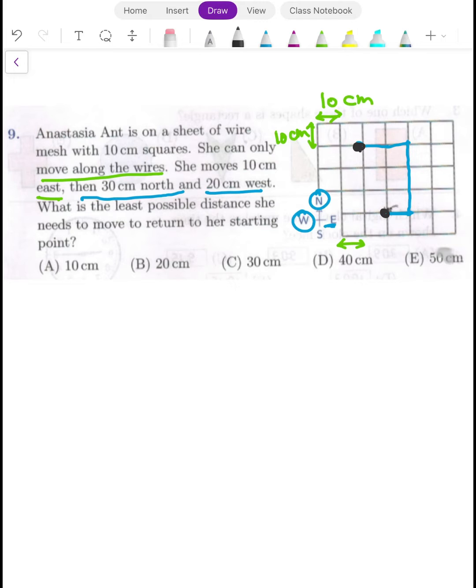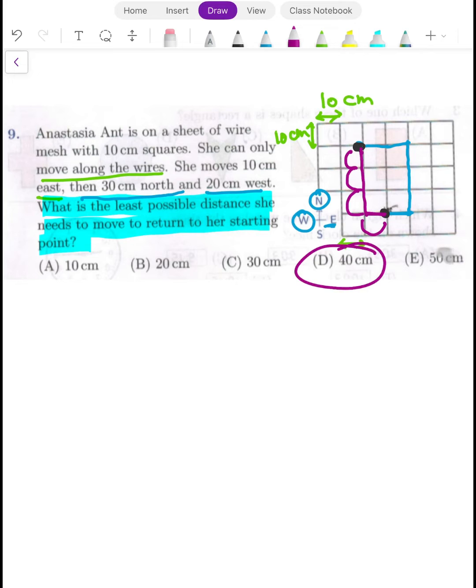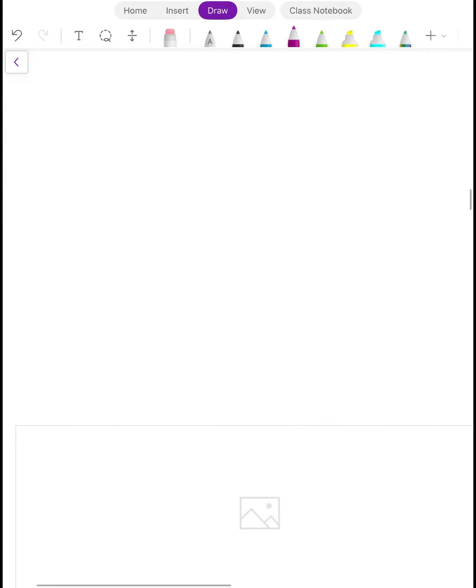The question that they're asking is, what is the least possible distance she needs to move to return to her starting point? If she has to come back to the beginning using the least possible distance, we can see that she can go here, and this would be the smallest path, the shortest path, because she can only travel on the wires. And this is 10, 20, 30, and then 40. So this is 40 centimeters. That's our answer.